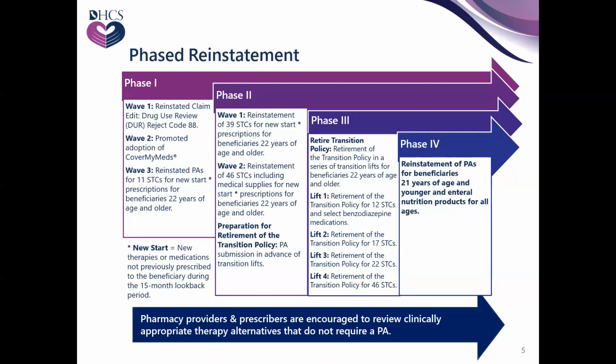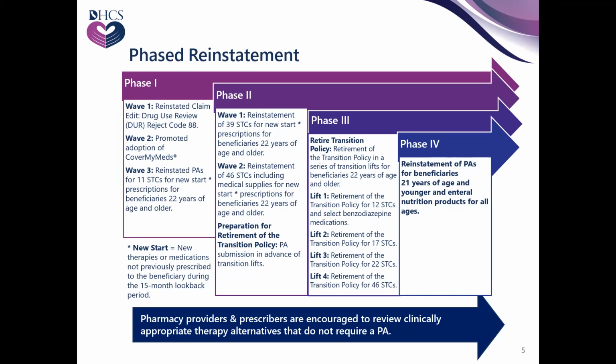Phase 1 included 3 separate waves. Wave 1 encompassed the reinstatement of Claim Edit DUR Reject Code 88. Wave 2 was the promotion of Cover My Meds for prior authorization submission, and Wave 3 reinstated prior authorization requirements for 11 STCs for New Start prescriptions affecting beneficiaries 22 years and older. Phase 2 included 2 separate waves. Wave 1 included the reinstatement of 39 STCs, which began January 20th. Wave 2 included reinstatement of 46 STCs, including medical supplies, which began February 24th. Additionally, we began the preparation for the retirement of the transition policy.